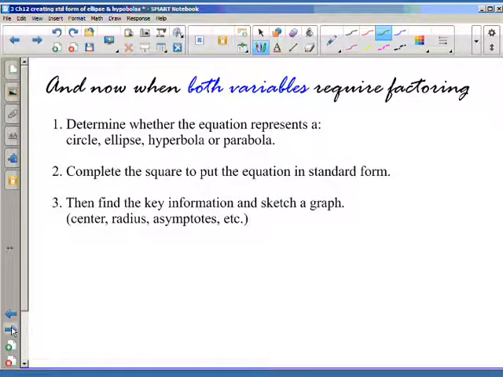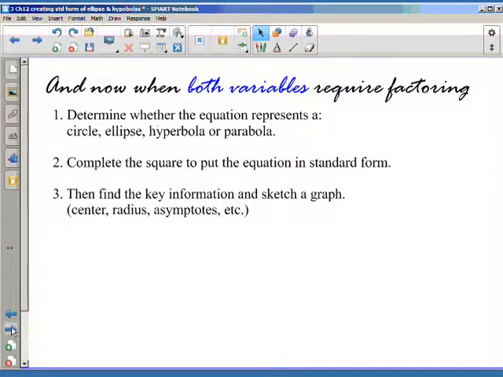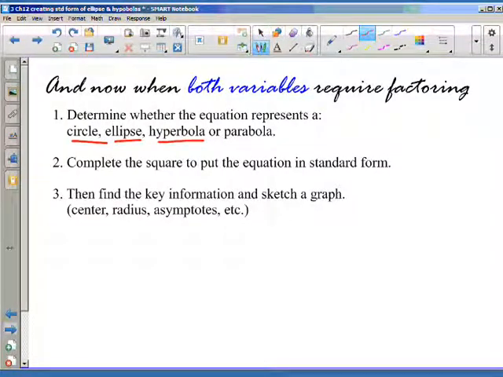Consider both variables that need work and how that is going to show itself in an equation. We're going to determine whether an equation represents a circle, ellipse, hyperbola, or parabola. In today's lesson, we will not deal with parabolas. That'll be a separate lesson. We'll complete the square, and that is going to be required on both x and y. So it's like two problems in one to create this new standard form, the standard form you may have been familiar with for circles. And then we just find the key information and sketch the graph.